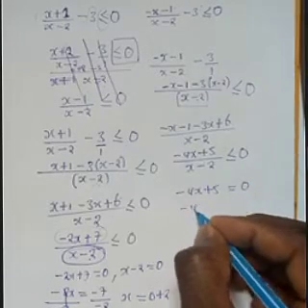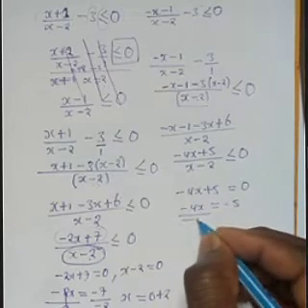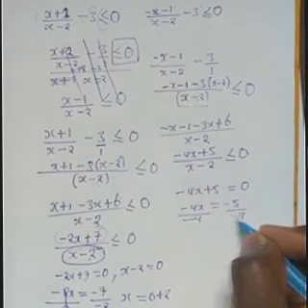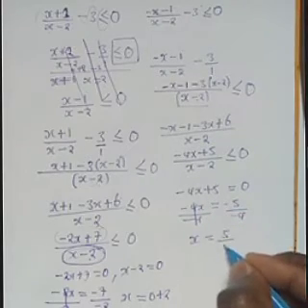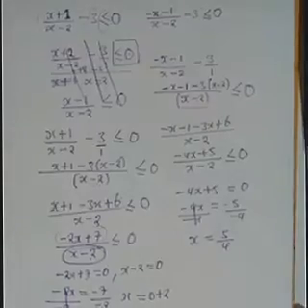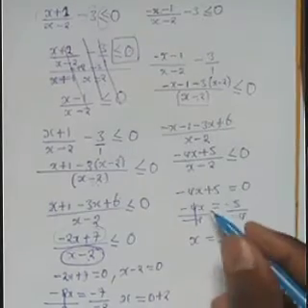And we're going to have negative 4x equal to negative 5. Divide by negative 4 on both sides. You cancel this, and x is going to be equal to 5 over 4. That is the first value on the second set. You go to this remaining part.